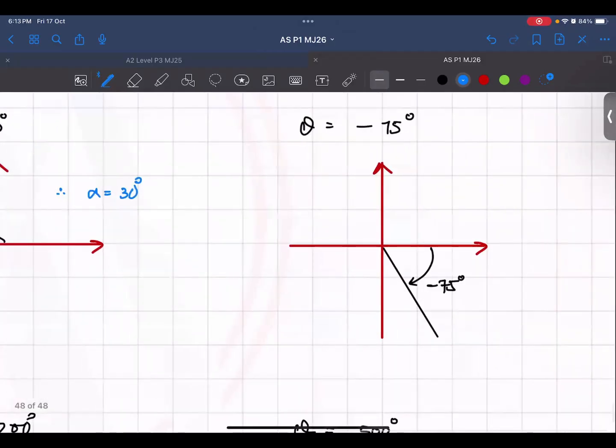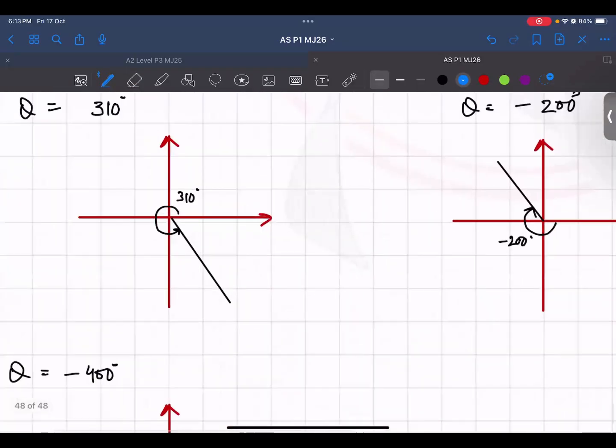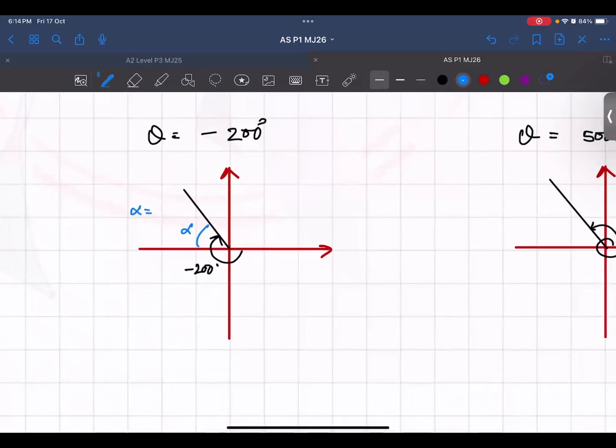For this one, this would be your alpha. And it is again same as theta, but it is positive. I told you there is no direction for alpha. Over here, this is your alpha. So alpha will be 360 minus 310, 50 degrees. Over here, this is your alpha, acute with the x-axis. This would be 200 minus 180. So 20.